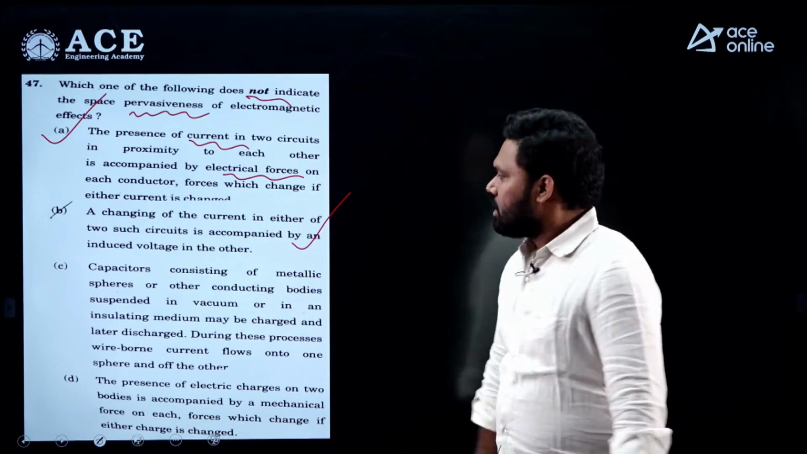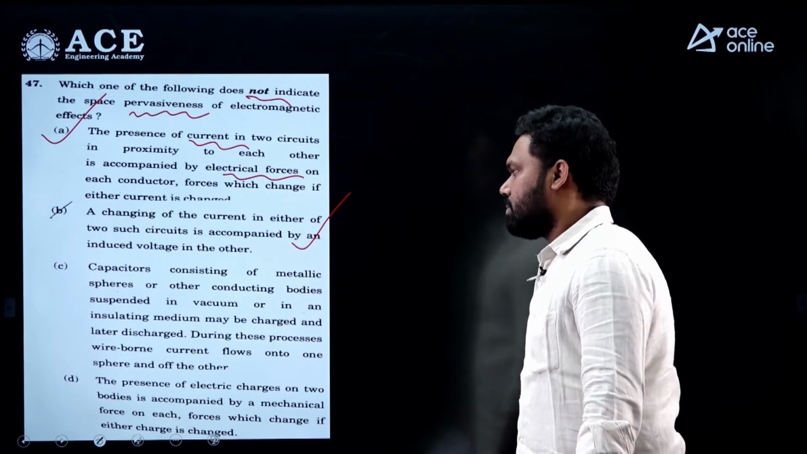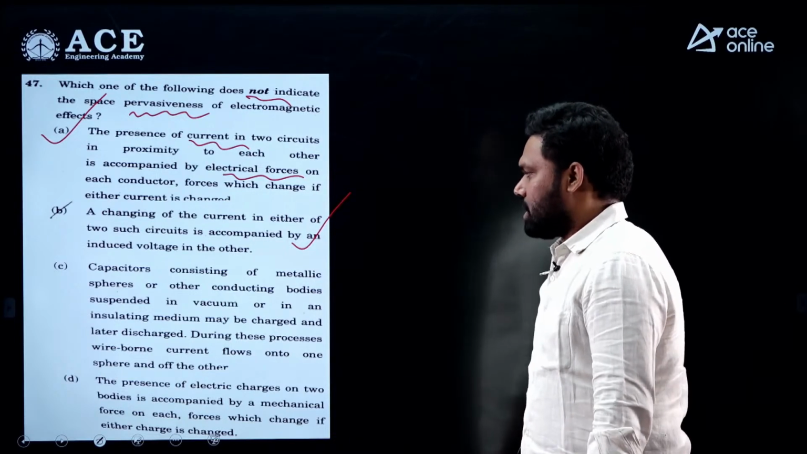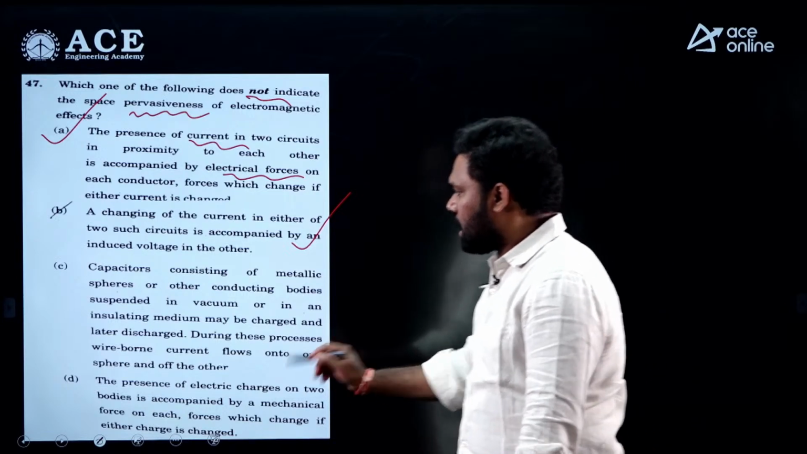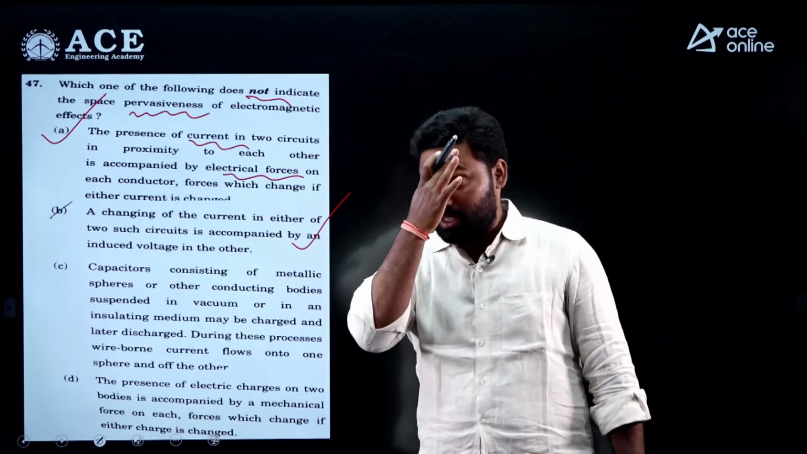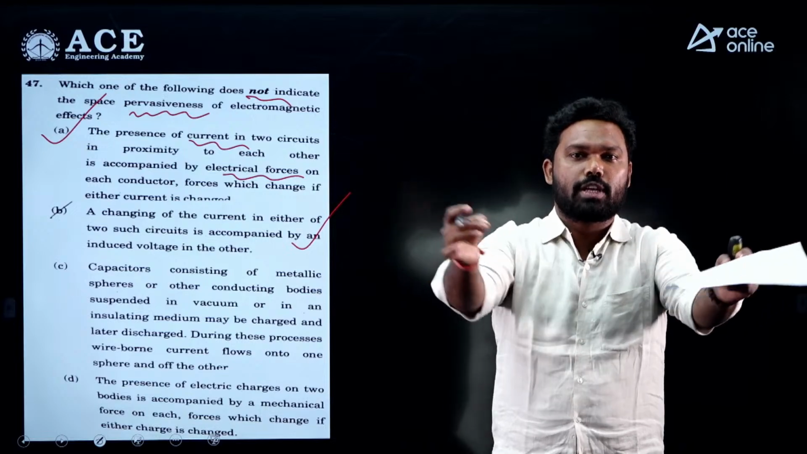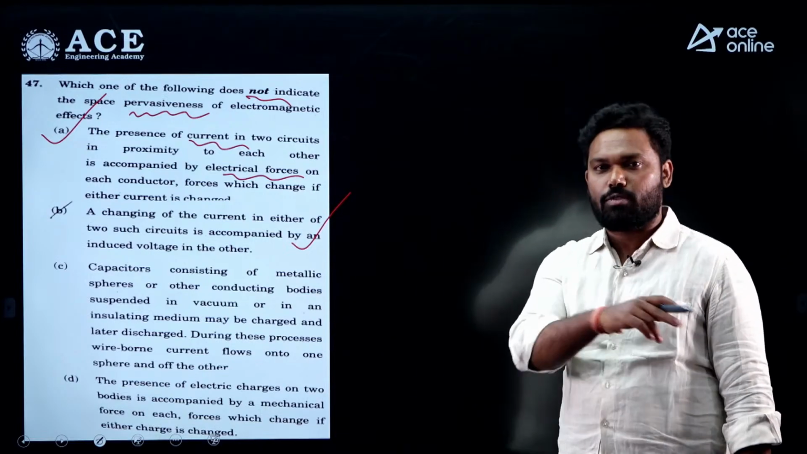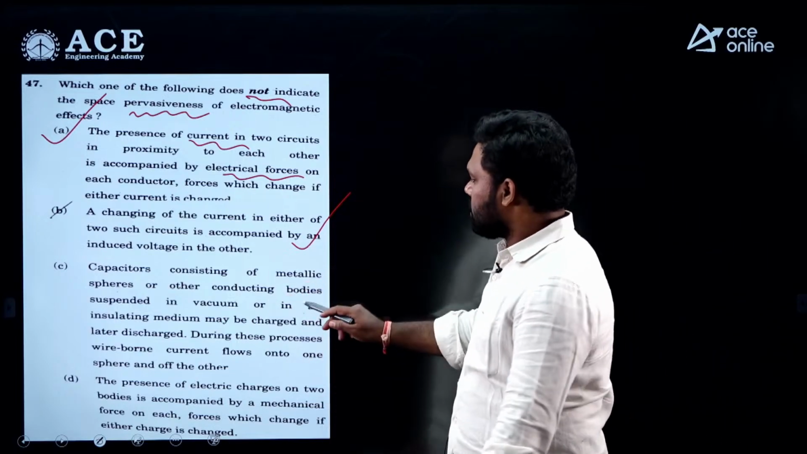Third one: the capacitor consisting of metallic spheres or other conducting bodies suspended in vacuum or in an insulating medium may be charged and later discharged. During this process, wire-borne current flows onto one sphere after the other. You would have seen these kinds of videos on YouTube where two charged bodies, if you bring them together, there is a possibility of a spark between them that leads to a flow of charge from one sphere to the other. That is nothing but a flow of current. Fine. So this is also true.